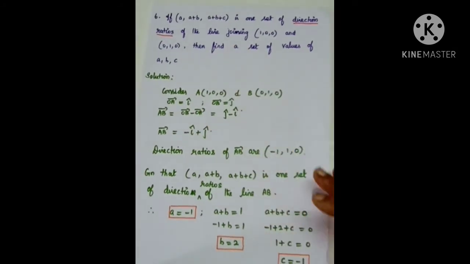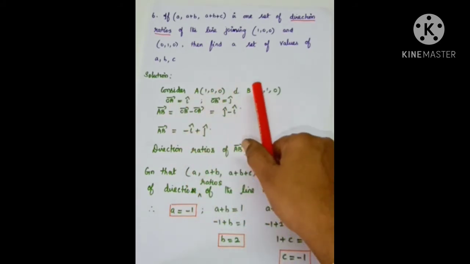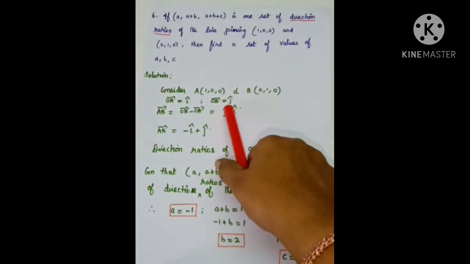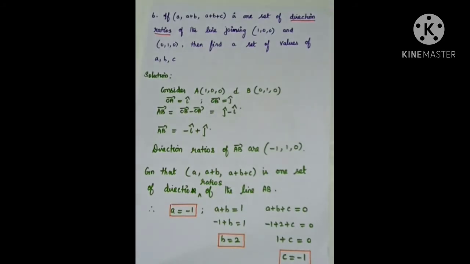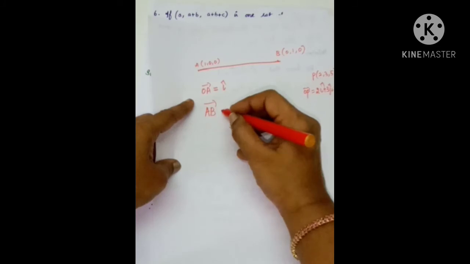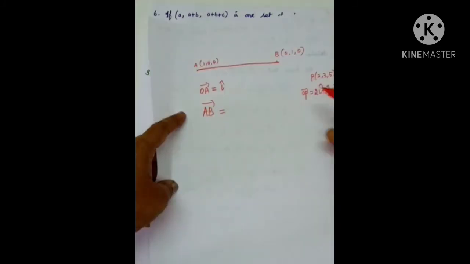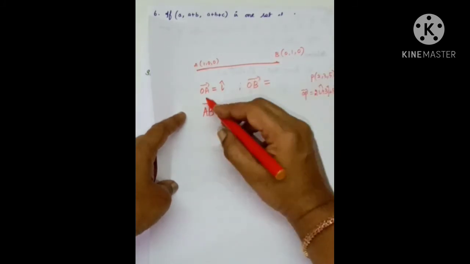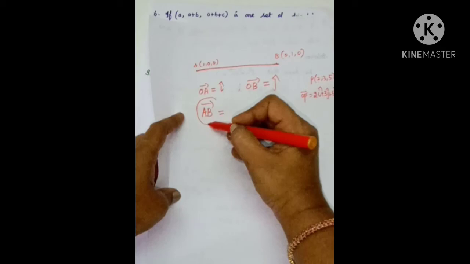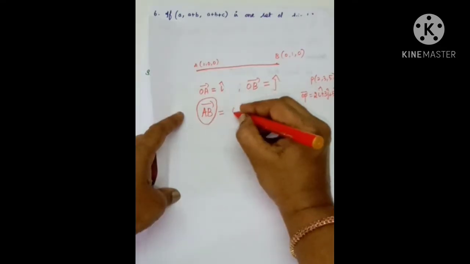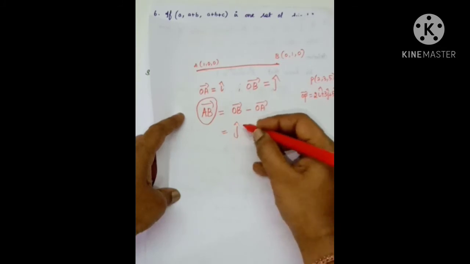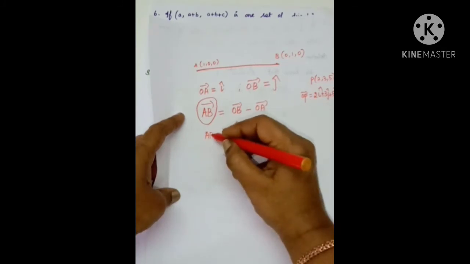So first, using the points, I have written the position vectors of those points. Then B is (0, 1, 0). Then what is the OB vector? That is j cap. Have you understood? If you join the line, it will be the AB vector. Now you have the position vectors, the OA vector as i cap and the OB vector as j cap. You know that any vector can be written using position vectors as the position vector of the second point minus the position vector of the first point. So that is j cap minus i cap. That is your AB vector.